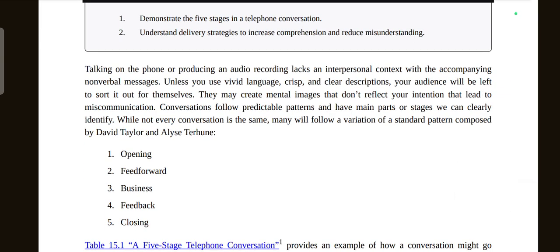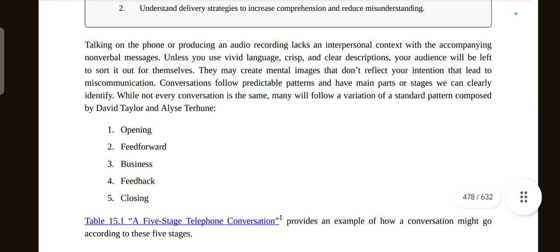So when talking on the phone, or when producing an audio recording, one lacks an interpersonal context with the accompanying nonverbal messages. So unless you use vivid language or clear descriptions, your audience will be left to sort it out for themselves, where they may create mental images that don't reflect your intention, which leads to miscommunication.